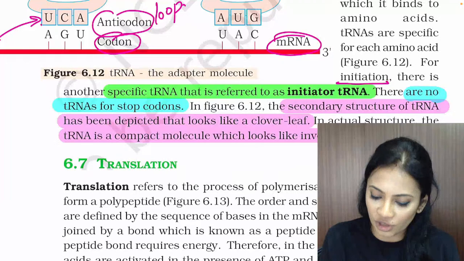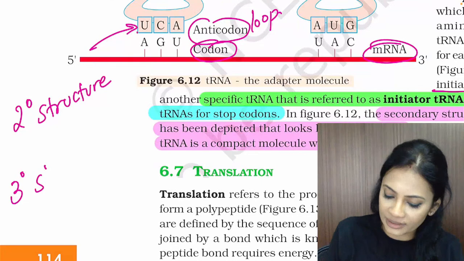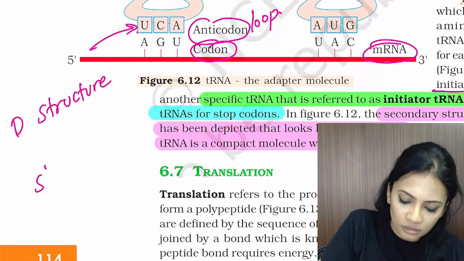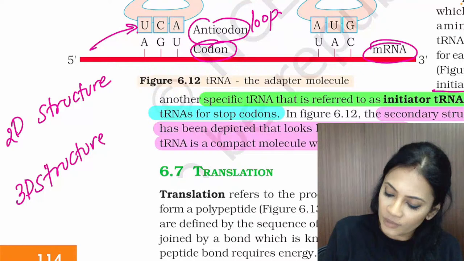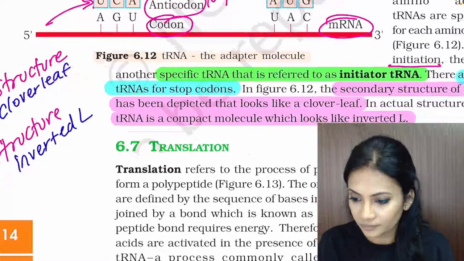So secondary structure, and the tertiary. Or you can say 2D structure, 3D structure. We'll say it that way. 2D structure is clover leaf. 3D structure is inverted L. All right. Perfect. Good kids.